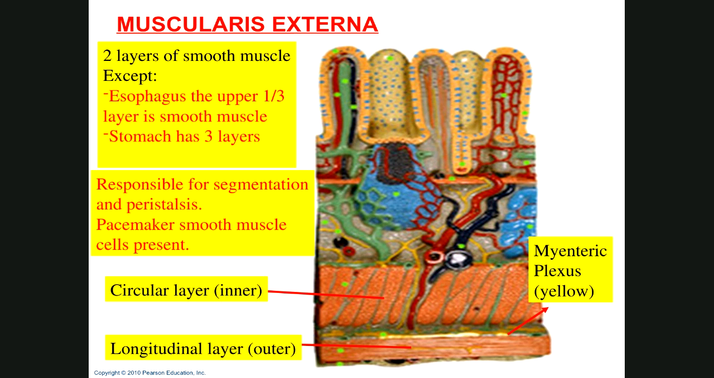The muscularis externa is a thick layer of muscles. For the most part, we're going to have 2 layers of muscles going at 90-degree angles of each other. So we're going to have a circular layer and a longitudinal layer. There are exceptions. This is a smooth muscle, by the way. The stomach has 3 layers instead of 2. And in the esophagus, the first 1/3 of layers of muscle are going to be, this is wrong. It should be the upper 1/3 layer is skeletal muscle, not smooth muscle. So that should be skeletal.